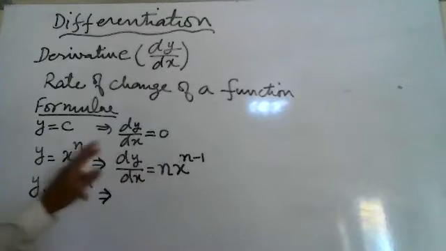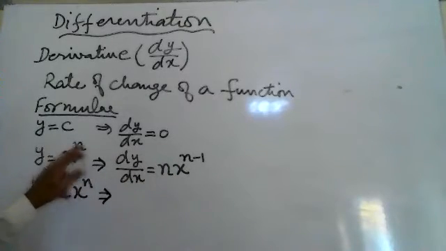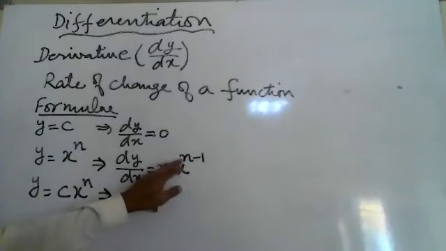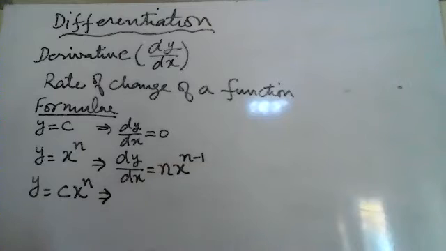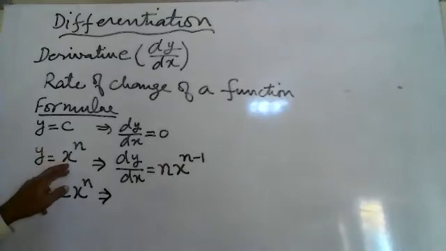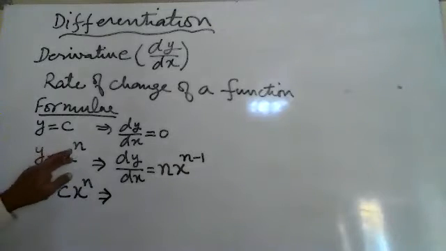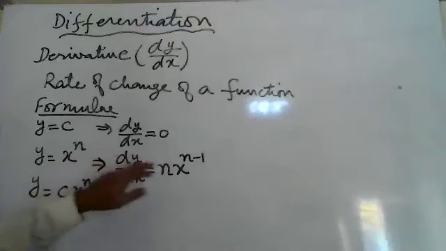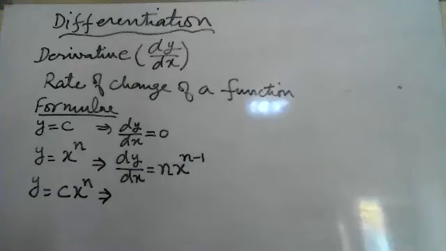If it is x to the power 5, it will become 5 x to the power 4, since 5 minus 1 will be 4. If it is x to the power 3, it will become 3 x to the power 2.